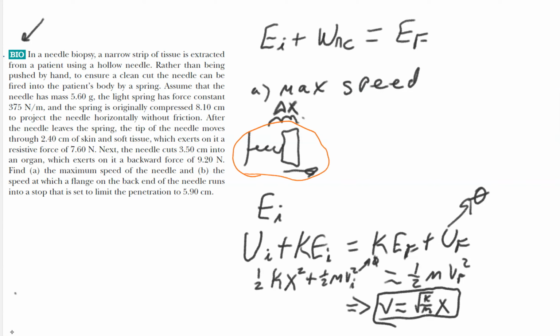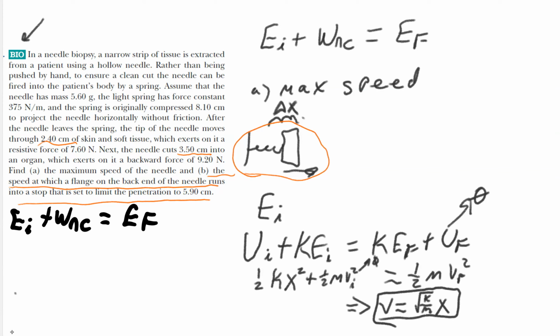In part B, they want the speed at which the flange at the back end of the needle runs into a stop that is set to limit the penetration at 5.9 centimeters. That number comes from how far you go into the skin plus how far you go into the organ. So basically what they're saying is how fast is this needle going after it does all this other work. And so we use the same formula, do the exact same thing. Energy initial plus work done by non-conservative forces equals energy final.